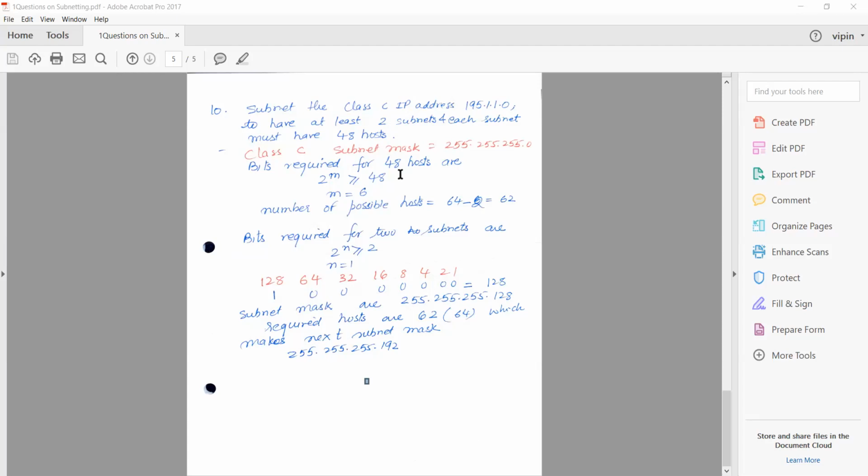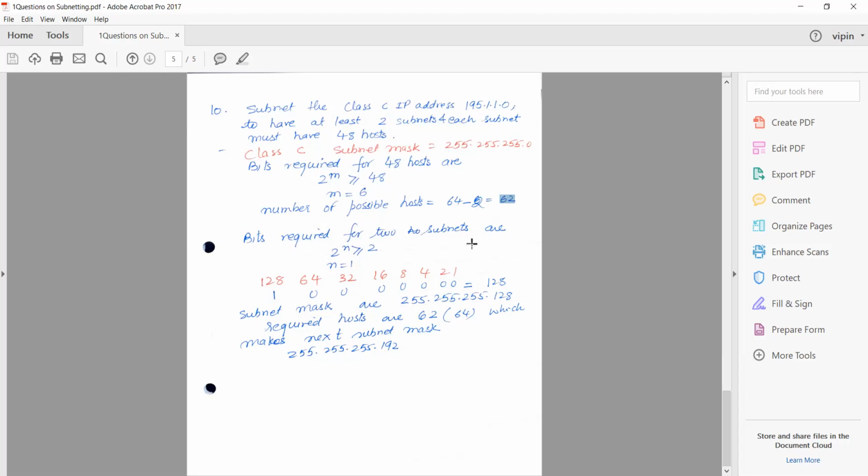So what we require here is the bits required for 48 hosts: 2 raised to the power m greater than or equal to 48. The number which will bring 48 inside it will be m equals 6. So the number of possible hosts will be 64 minus 2, so it will be 62. In this question, we are explaining it with respect to the number of hosts directly, and in the previous question, I explained it with respect to the IP addresses. There also we were excluding the network ID, the first number, and the last number as broadcast address. Here we are mentioning only that 64 minus 2.